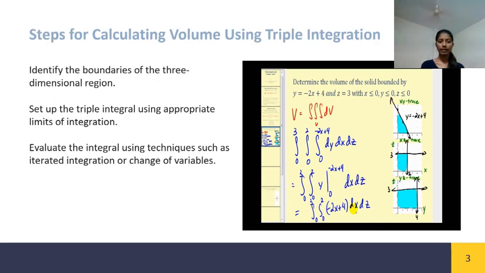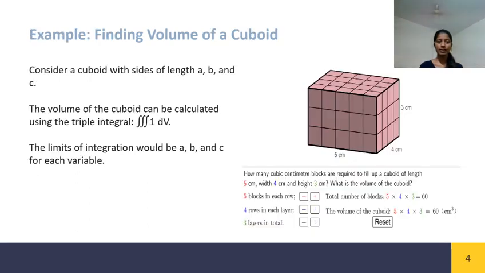Steps for calculating volume using triple integration. Identify the boundaries of the three-dimensional region. Set up the triple integral using appropriate limits of integration. Evaluate the integral using techniques such as iterated integration or change of variables, such as with respect to x, y, z. For example, finding the volume of a cuboid.